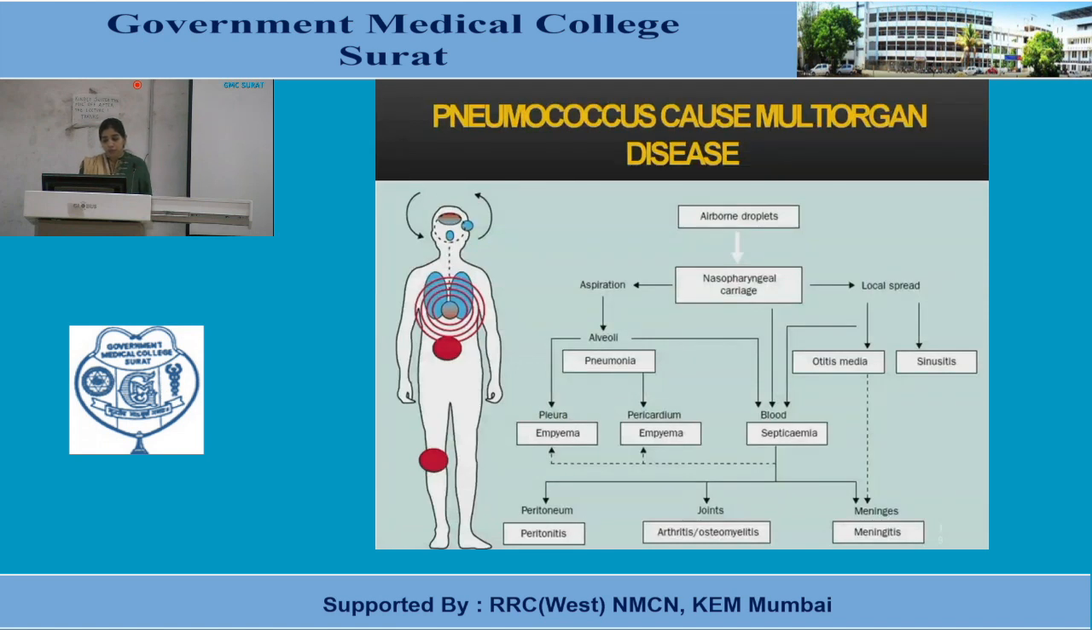Generally, pneumococcal infection infects the respiratory tract by airborne droplets. They are trapped in the nasopharyngeal carriage by aspiration. Further into the lung, they infect the alveoli, causing pneumonia. They spread into the pleura, causing empyema, and the pericardium, and they cross the blood-brain barrier, causing septicemia in the patient. After the septicemia, they also create complications like peritonitis, arthritis, osteomyelitis in the joint, and meningitis in the CNS.